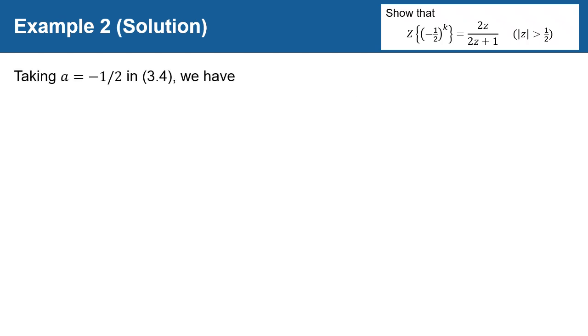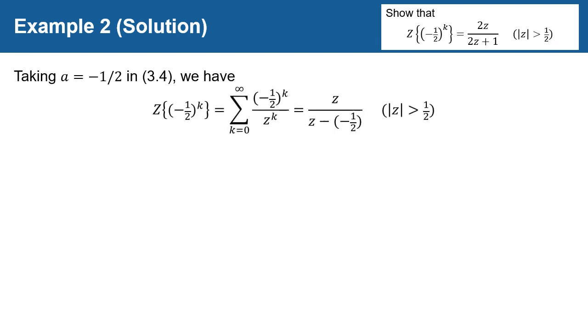Taking a equal to negative 1/2 in equation 3.4, we now have the z transform of (negative 1/2)^k equal to the sum from k equals 0 to infinity of (negative 1/2)^k over z^k, which leads to z divided by z minus the quantity negative 1/2, where the absolute value of z is greater than 1/2. So the z transform of (negative 1/2)^k is now equal to 2z over 2z plus 1, where again the absolute value of z is greater than 1/2.